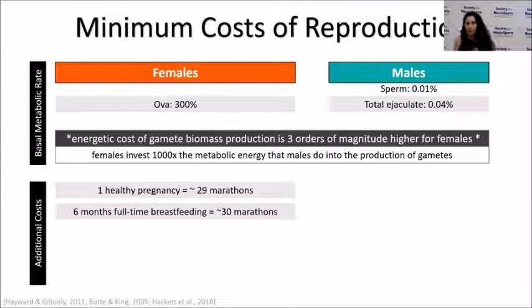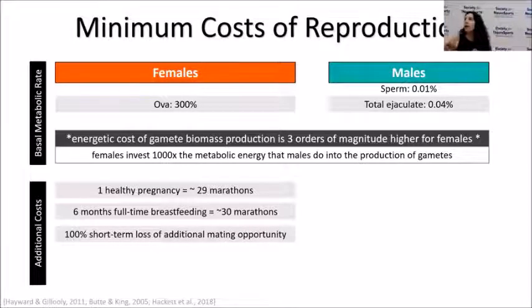We're not done yet, though, because once she does all of that, she also then is giving up 100% of her, at least over the short term, 100% of her opportunities for additional mating.